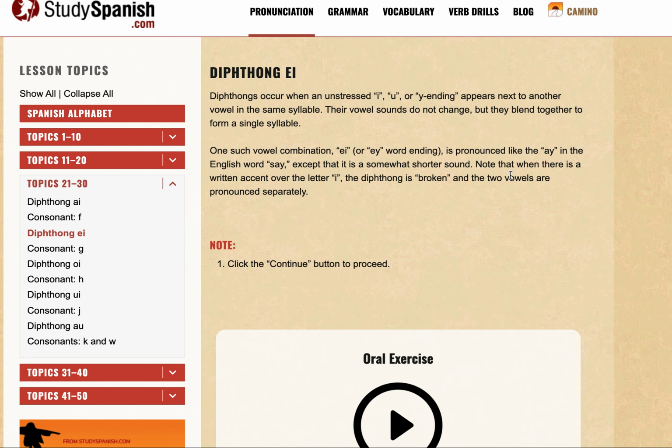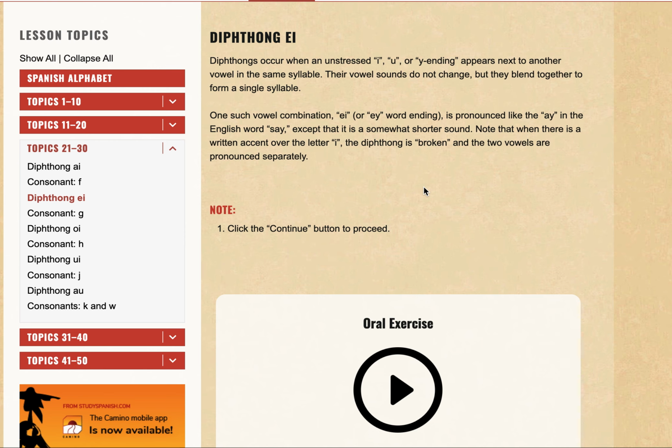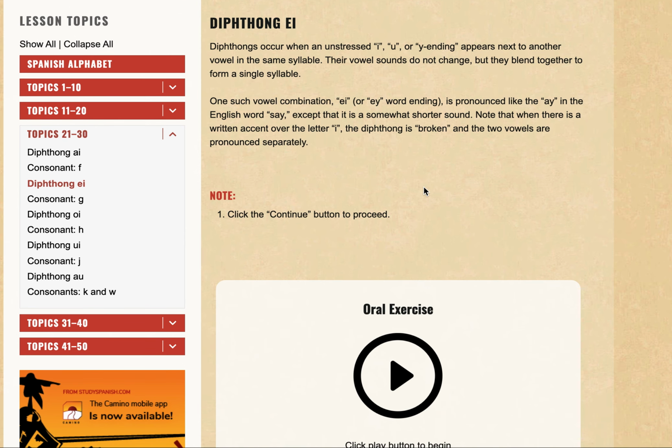Note that when there is a written accent over the letter "I", the diphthong is broken and the two vowels are pronounced separately. So let's just try to recap here.